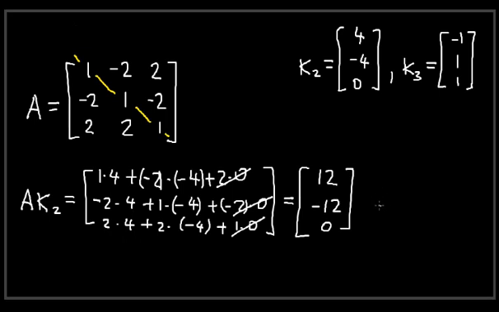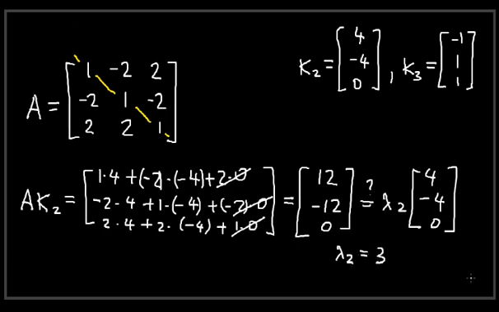Is this a scalar multiple of k2? Clearly it is, with lambda 2 being equal to 3. If we multiply in 3 in the right hand side vector here, we're going to get exactly the left hand side vector. So k2 turns out to be an eigenvector, and the eigenvalue is 3 for that eigenvector. Let us now look at the third one.